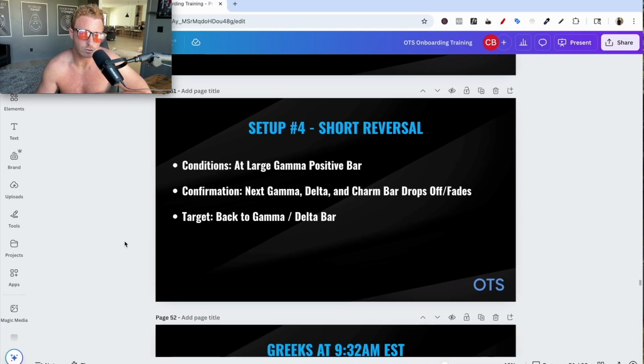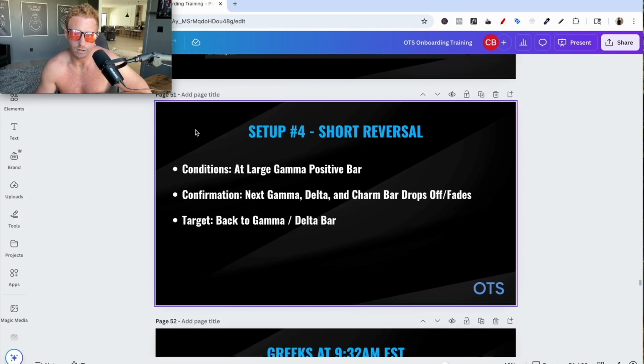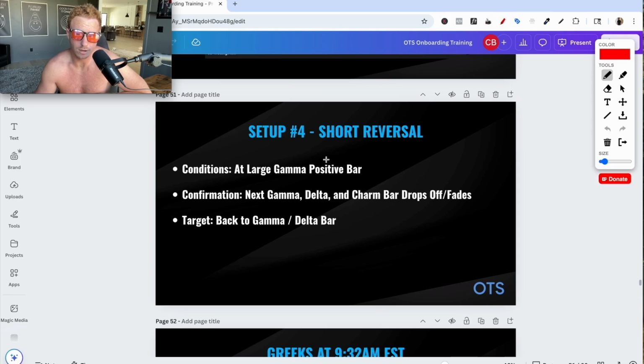And this is going to be the short reversal. It's the same exact thing, except you're trading the short, right? So this means we're at a large Gamma positive bar this time, since we're looking for shorts, right? Confirmation is the next Gamma, Delta, Charm bar drops off / fades. Same exact thing, right? And target is back to Gamma / Delta bar.